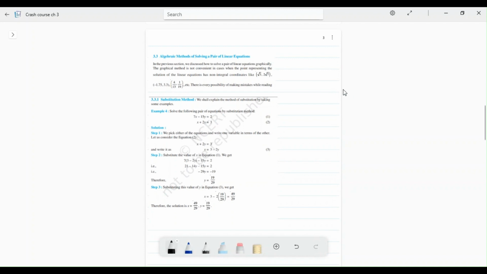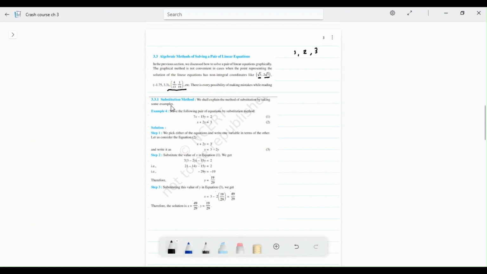So why do we need the algebraic method? In a graph, we can easily draw the line based on points, and if the lines intersect at points which are integers, they are easy to identify. But what about points that intersect at a rational or irrational number, like root 3, root 7, or decimals like 1.75, 3.33? If we have such numbers, then we cannot find them on the graph easily. So to solve them, we have another one, the algebraic method.